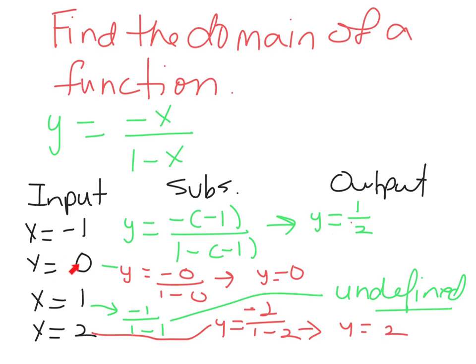The second one, we have x equals 0, and that example is negative 0 over 1 minus 0, where y equals 0. This one is the tricky one. X equals 1, because when we do 1, we have negative 1 over 1 minus 1, and that makes it undefined. So it's not in the domain of the function, because you can't divide by 0.